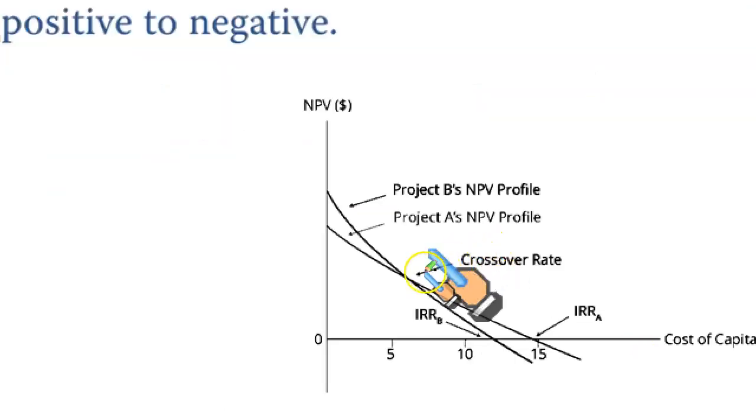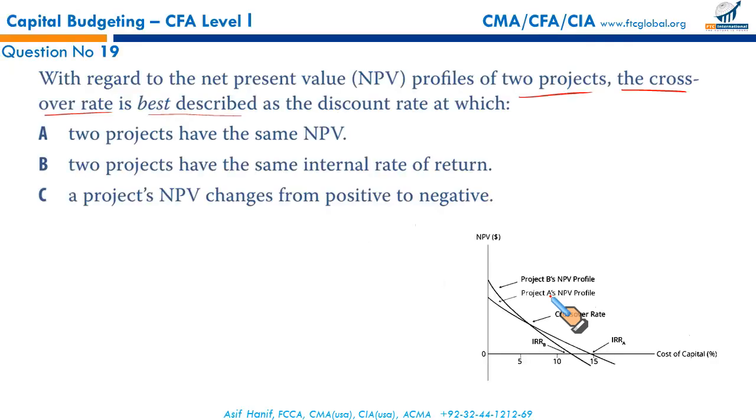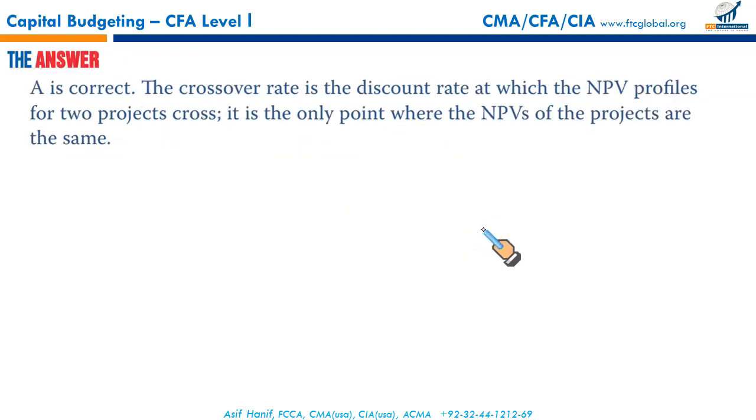Now look at this. The rate at which both of these projects, project A and project B, give the same NPV. So basically the crossover rate is the rate at which A and B, or many projects that are being considered in this arrangement, will give you the same NPV. The rate that gives you the same NPV is called the crossover rate. So that should be your right answer: 2 projects have the same NPV. No need to look at options B and C. It's a straightforward textbook question.